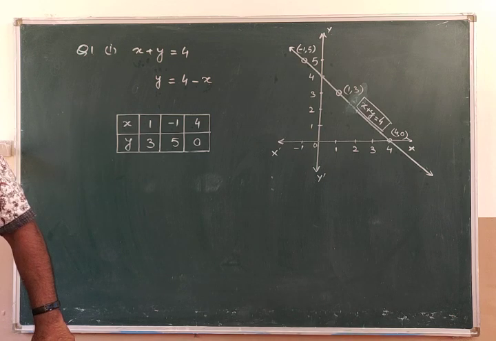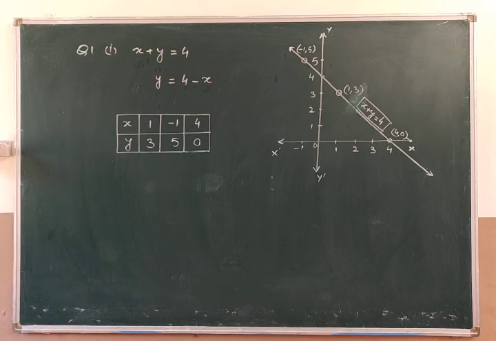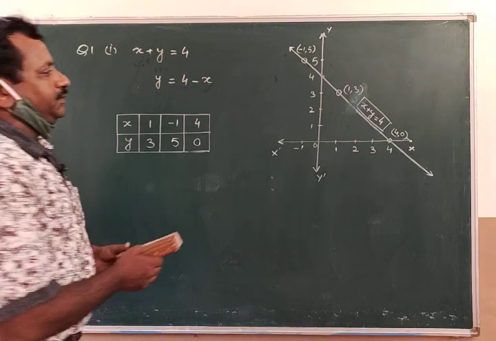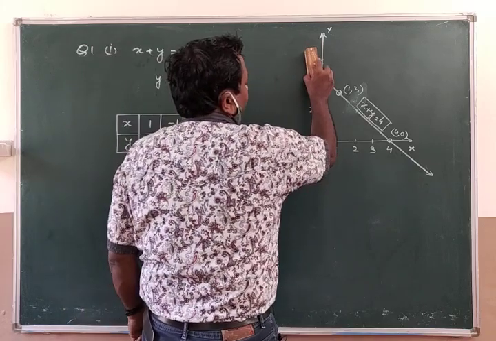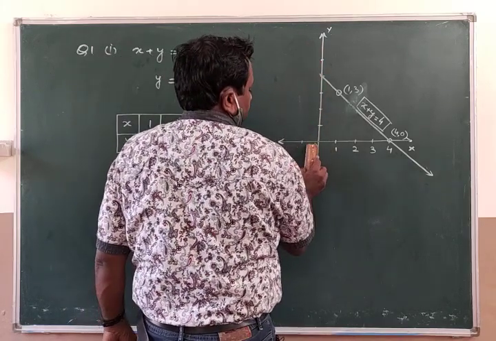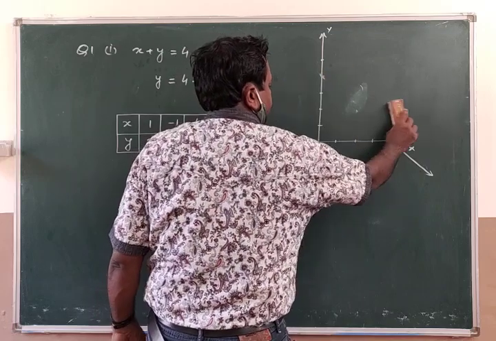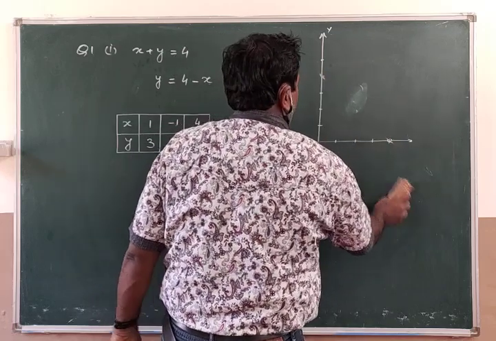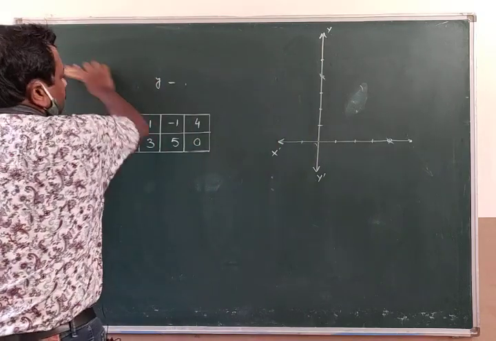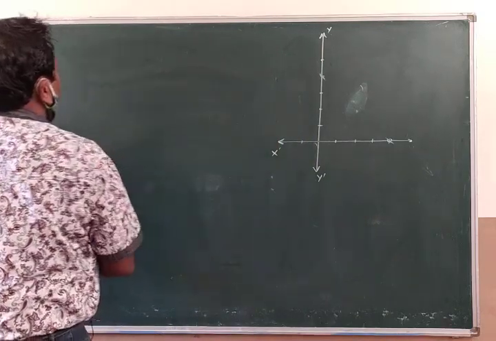You can try the second, third and fourth parts on your own. Next is: give the equations of two lines passing through 2, 14. Question number 2.